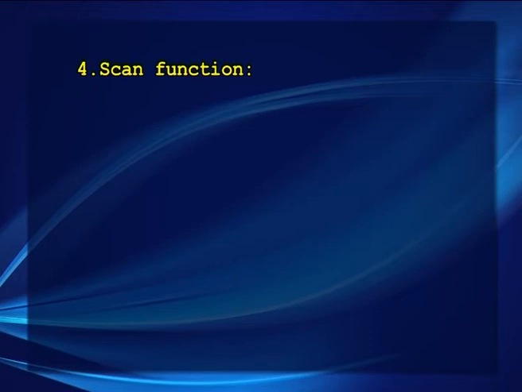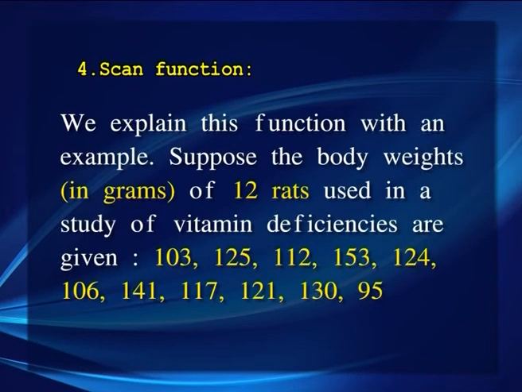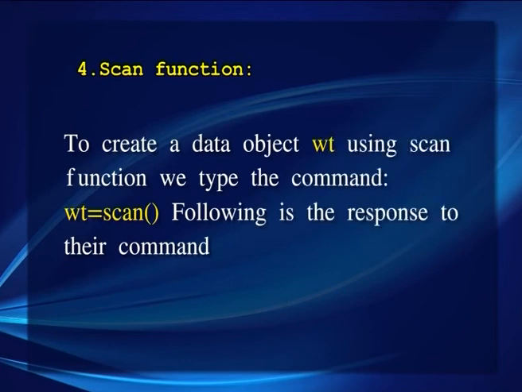Next we see the scan function. We explain this function with an example. Suppose the body weight in grams of 12 rats used in a study of vitamin deficiency are given. Readings are 103, 125, 112, etc. Create a data object WT using the scan function. We type the command WT is equal to scan and the parenthesis. Following is the response to the command. So, this we can see in the console screen.